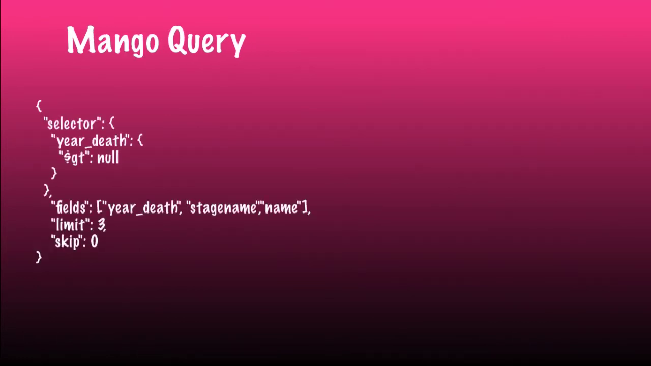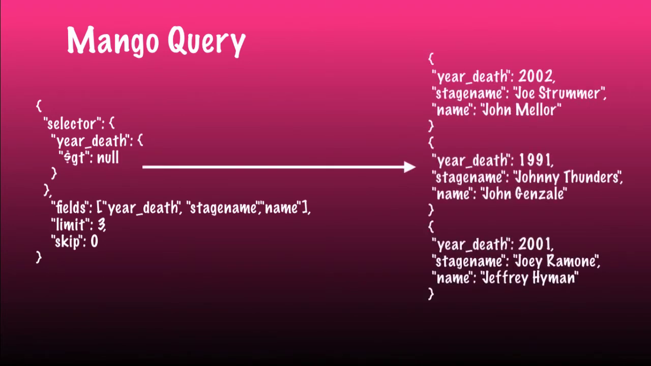In CouchDB 2.0 and Cloudant, there is an additional query language called Mango, which is heavily based on MongoDB's query system. And in this case, I'm again recreating the list of musicians who've died. I'm going to output the year that they died, their stage name, and their real name. And in this case, I'm going to limit it to just 3. And this is the kind of result that you get back.